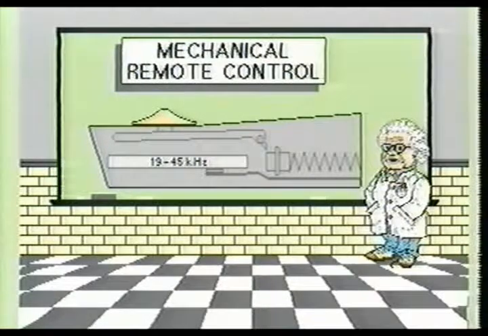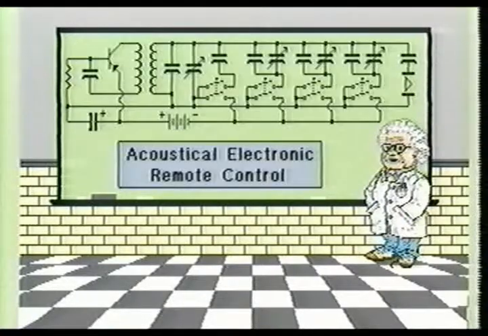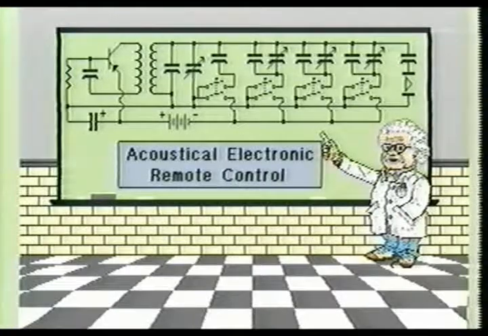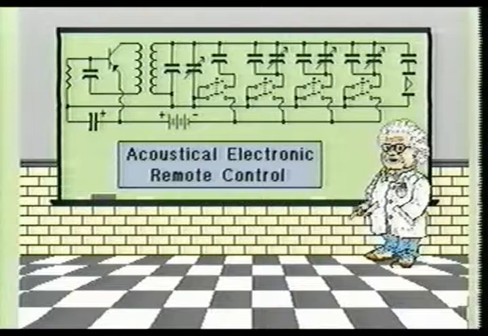In the older television remote control transmitters, aluminum rods would be tuned to generate a specific ultrasonic frequency, ranging from 19 kHz to 45 kHz. The acoustical electronic remote control uses a Hartley oscillator or similar circuit with capacitance added to select an ultrasonic frequency which is transferred through a capacitive speaker or transducer.